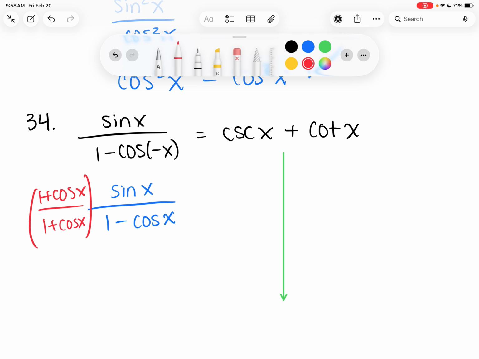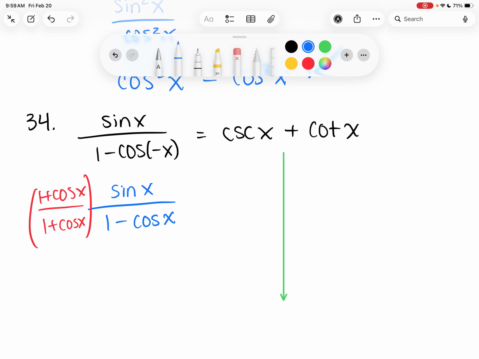Multiplying. Now, what I would tell you is I would not multiply the sine of x by the 1 plus cosine of x. I wouldn't go ahead and distribute it. I would leave it as two separate things for right now. Sometimes I have to go through and redo it, but not always.